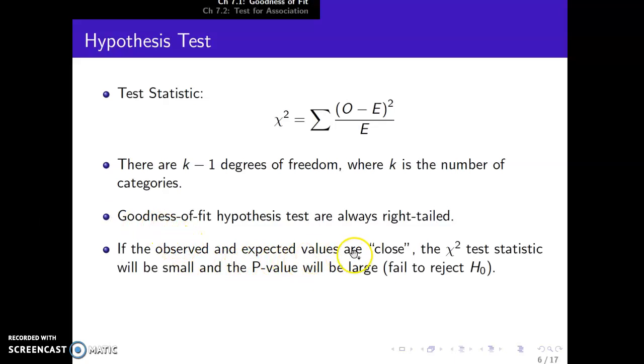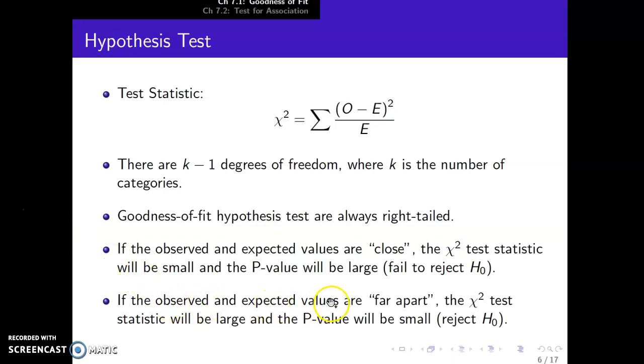If the observed and expected values are close, the chi-squared test statistic will be small and the p-value will be large. We'll fail to reject the null. The idea is if our observed and expected aren't too far off, then the assumption about the distribution is correct, or likely correct. Whereas if the observed and expected values are very far apart, the chi-squared test statistic will be large and the p-value will be very small. We're going to reject the null hypothesis.